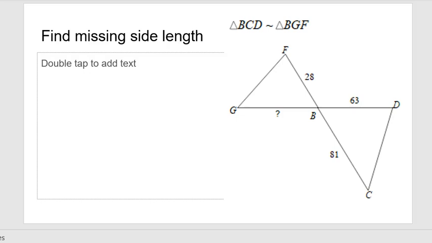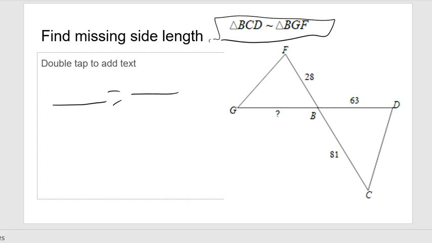Alright, so for these ones, problems do look slightly different, but we still do the same method. I'm going to write a proportion. Pick any one of these four. It's important that you pay attention to the similarity statement because this could change a lot of things. So let's pick 63, just a random one.